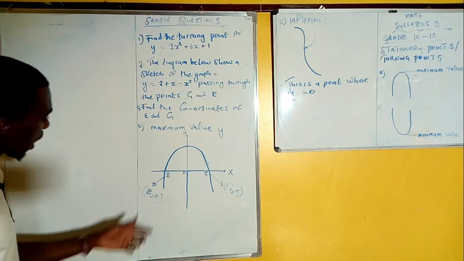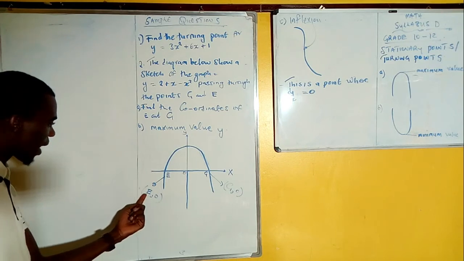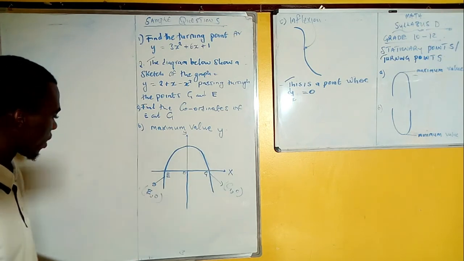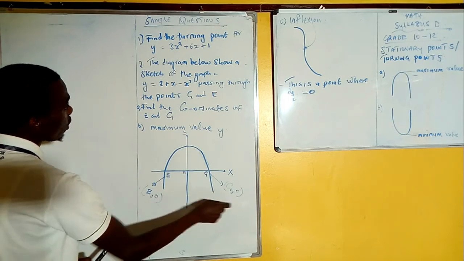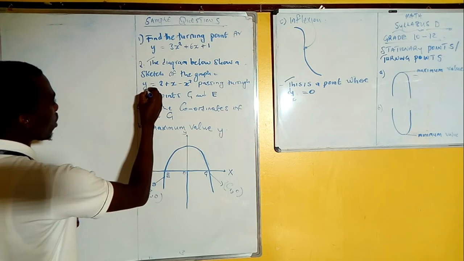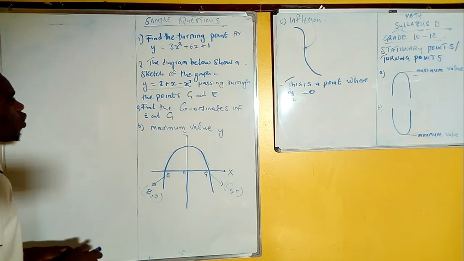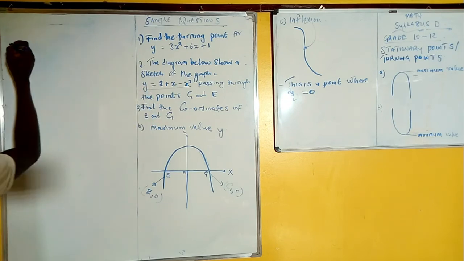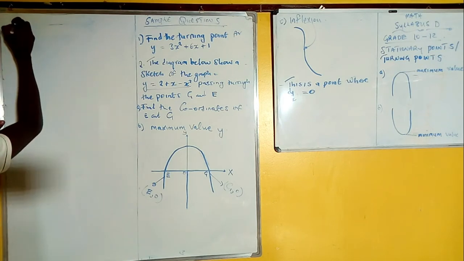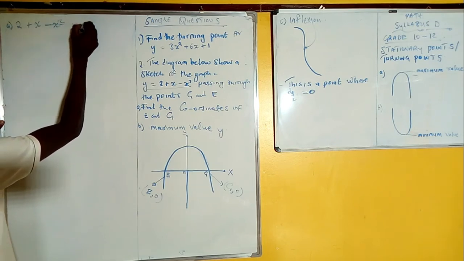So now, how do I find the E value here? Because the E value is x and the G value is x. But in both scenarios, as you can see, the value of y is 0. And we have been given an equation there. So we can use this same equation because we know that y is 0 in both instances. Where there is y, we put 0. So we are going to have an equation 2 plus x minus x squared is equal to 0.